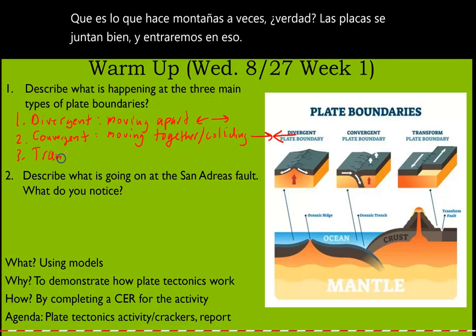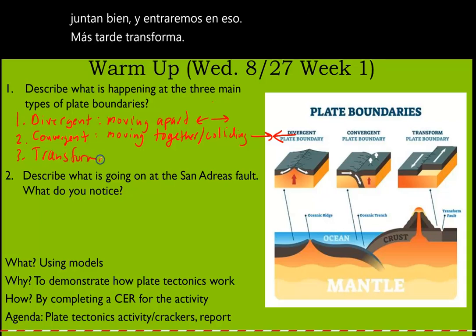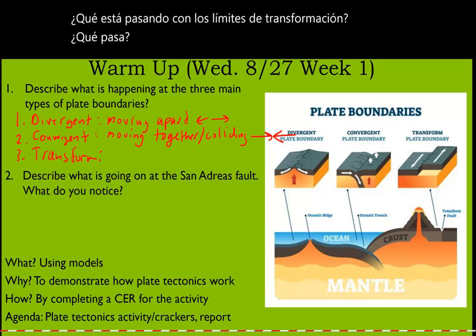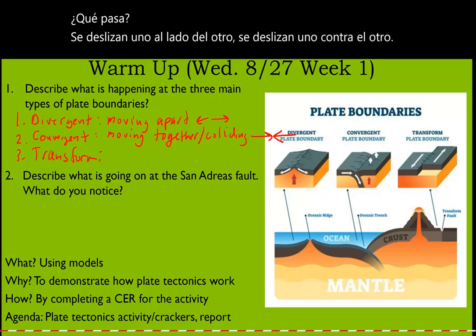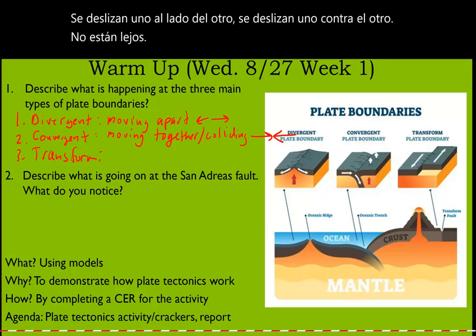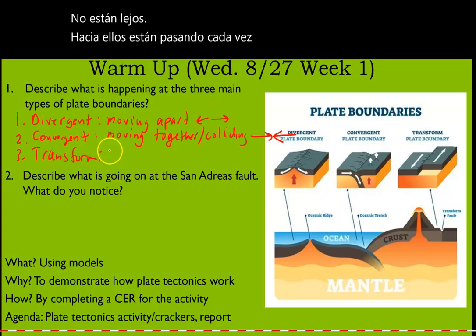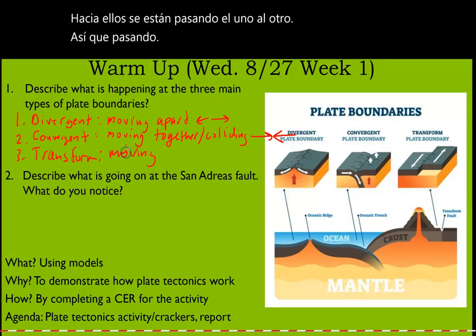Transform. What's happening with the transform boundaries? What's going on? Yes, Ma, you go. They're sliding past each other, sliding against each other. They're not moving away or towards, they're kind of going past each other. So moving past.